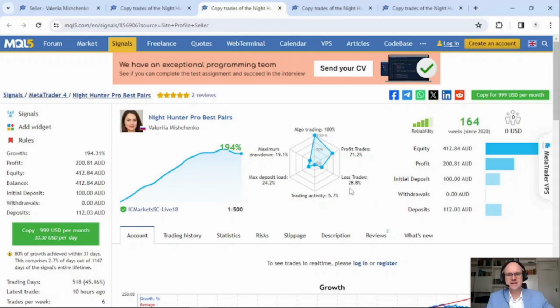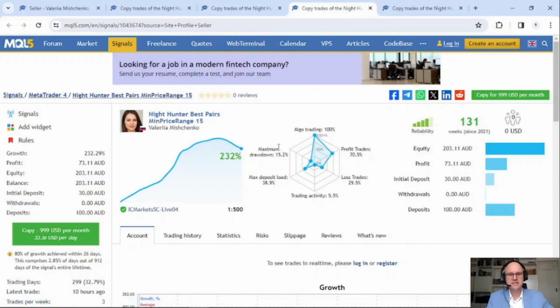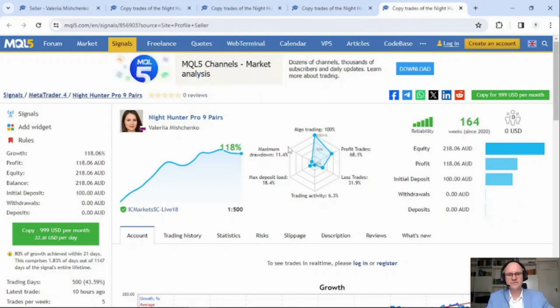The same can be said for the other signals that use the best pairs, which is the EUR-USD, GBP-USD, and EUR-CHF, which are the three pairs that we'll be testing, that all of these set files show a really, really low drawdown. So this bot, with its low drawdown and quick returns, might be ideal for an FTMO challenge.